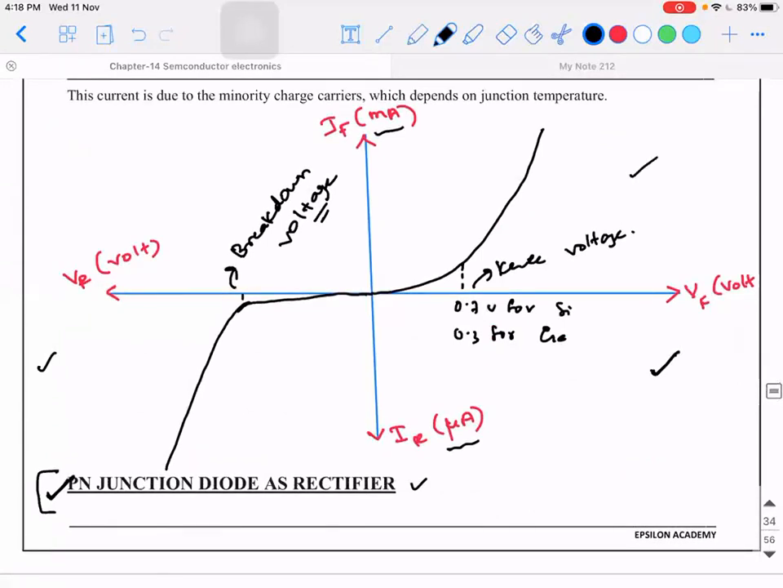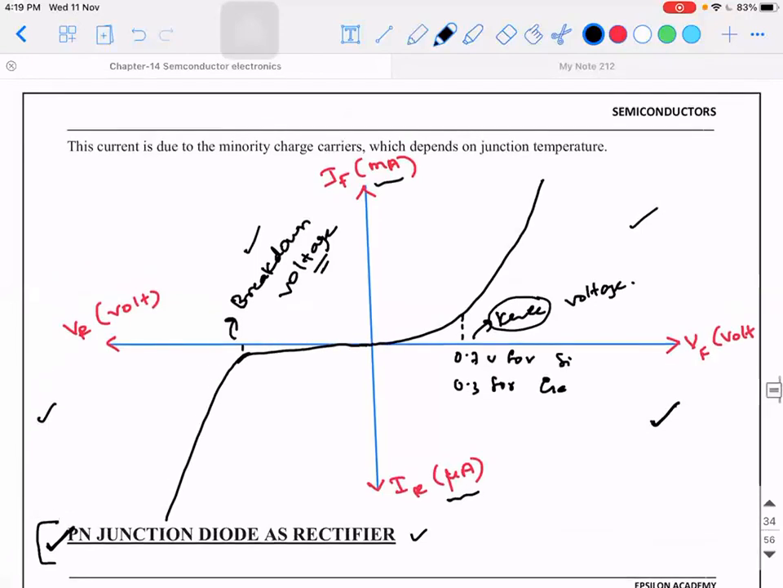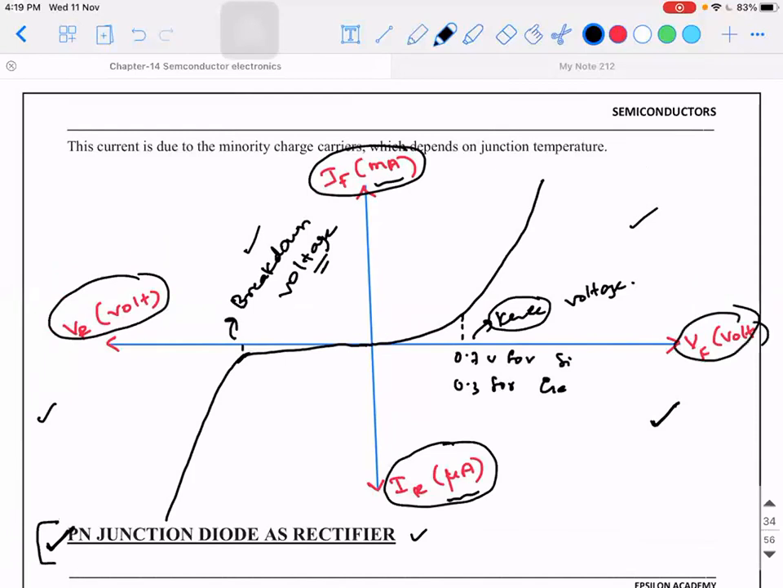From the graph, it is clear that we have two types of voltages. One is called knee voltage. Knee voltage is the point beyond which the PN junction diode starts conducting in the forward bias condition. Breakdown voltage is the voltage at which the PN junction diode starts conducting in the reverse bias condition, right? And we also know that the forward current is generally in milliamperes and the reverse current is in microamperes. The potential in both cases is in volts only.